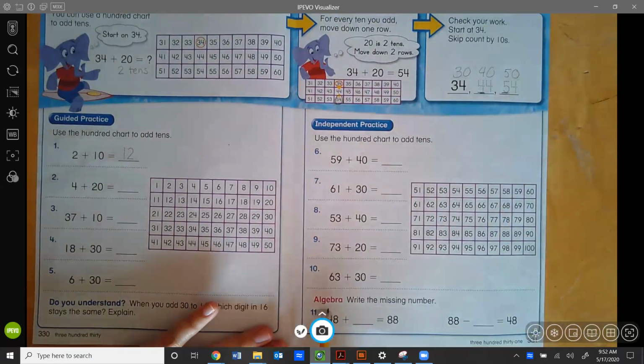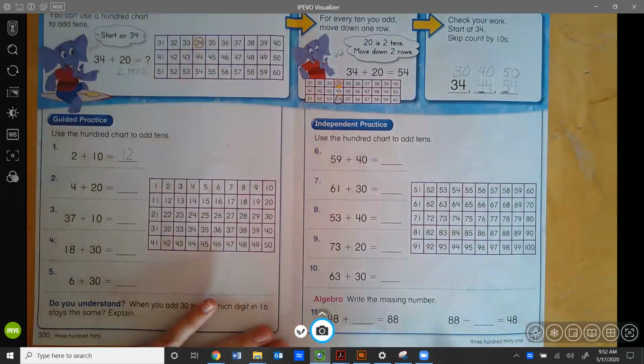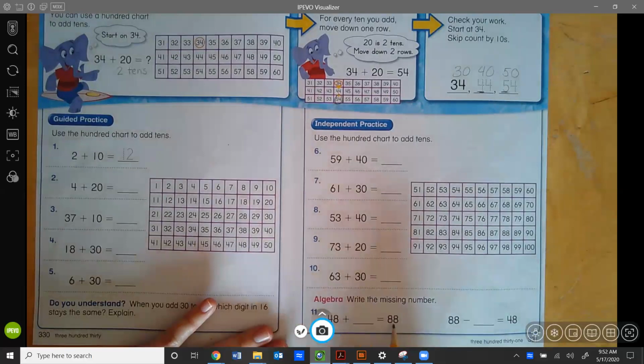Number 11, write the missing number. How many tens are you going to have to add to 48 to get 88? So you can use your 100 chart, find 48, and then count how many rows you have to go down in order to get 88.